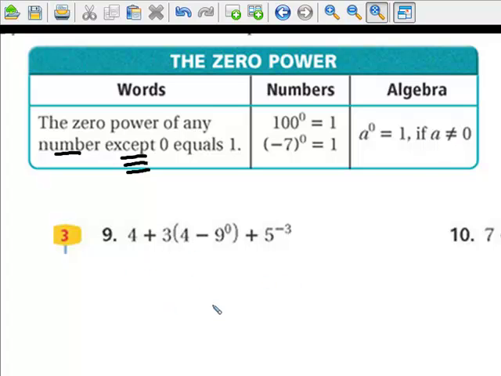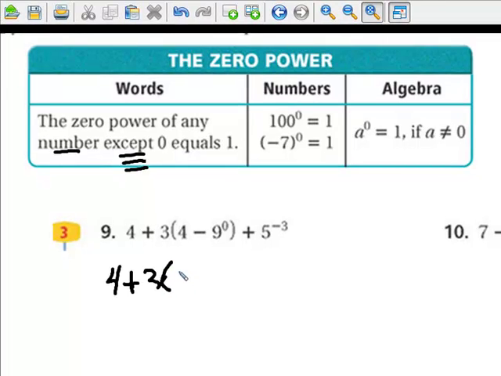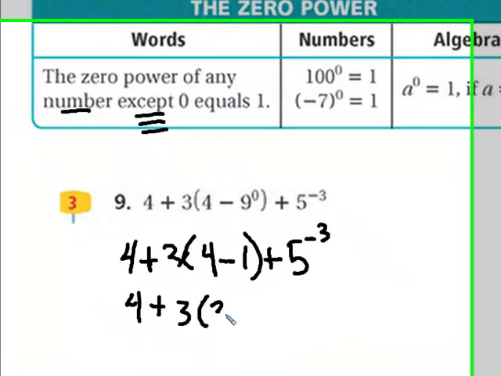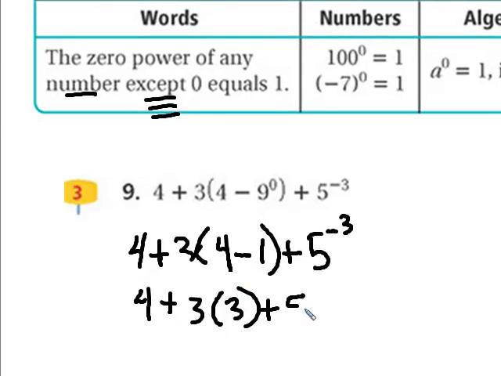So here we're going to do some order of operations problems. We remember, please excuse my dear Aunt Sally, we're going to do parentheses first. So we have 4 plus 3 times the quantity 4 minus, well, 9 to the 0 is 1, plus 5 to the negative 3. I'm still not done in my parentheses, so I'll take another step for that. 4 plus 3 times 4 minus 1 is 3, plus 5 to the negative third power. That takes care of the parentheses.